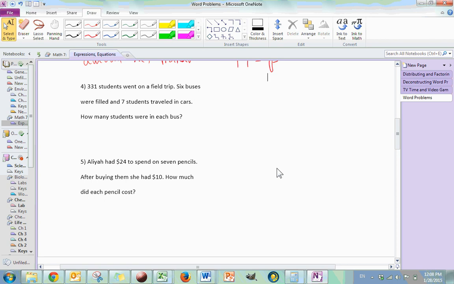Next one, 331 students went on a field trip. 6 buses were filled, and 7 students traveled in cars. How many students were on each bus? So our variable, they don't tell us how many students fit in a bus, right? So the number of students on each bus, not the total, just on each bus, let's call that B.